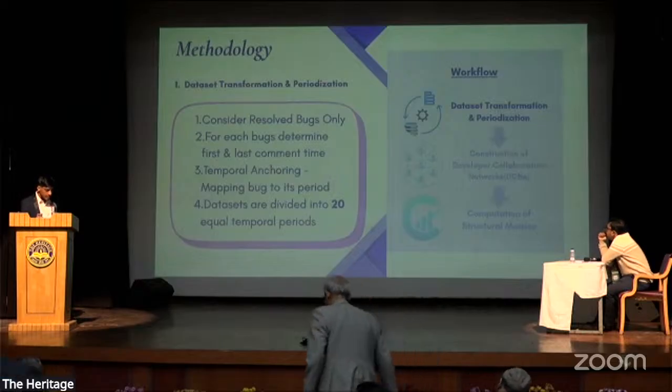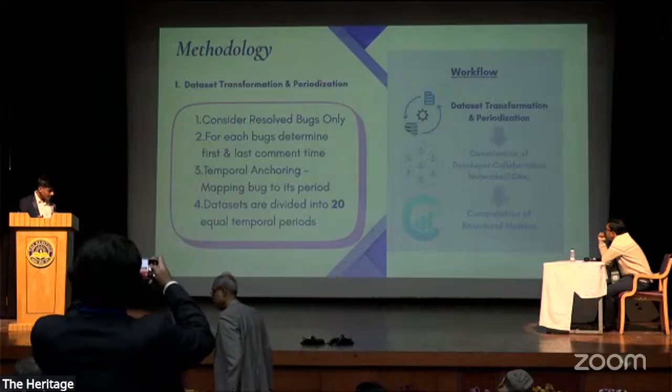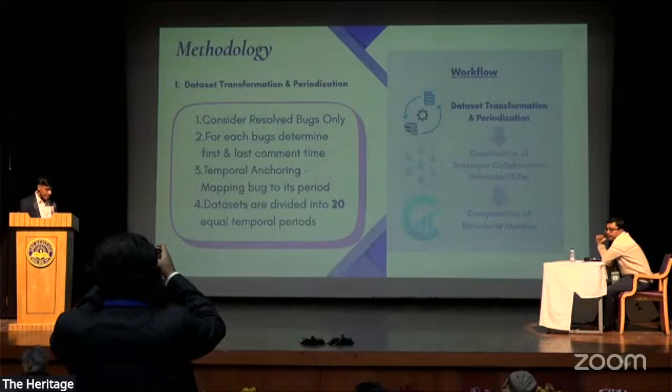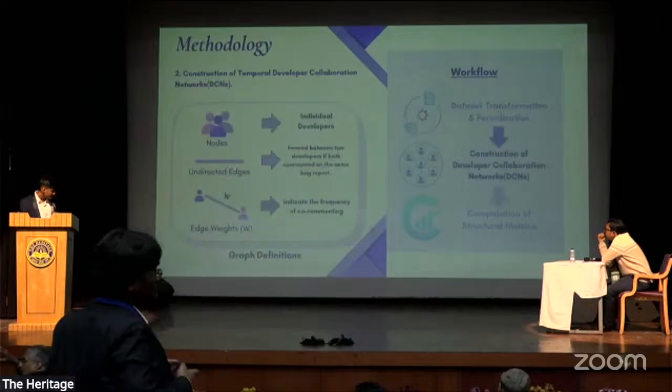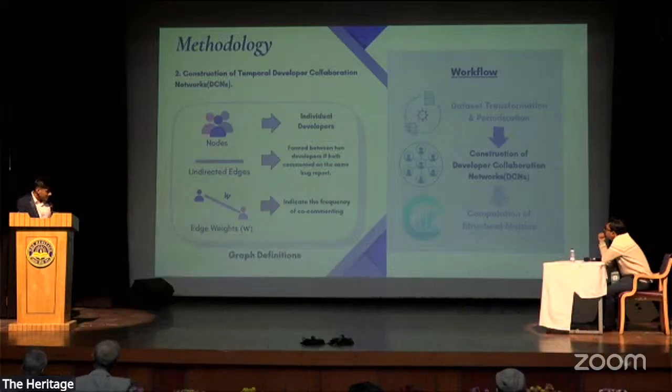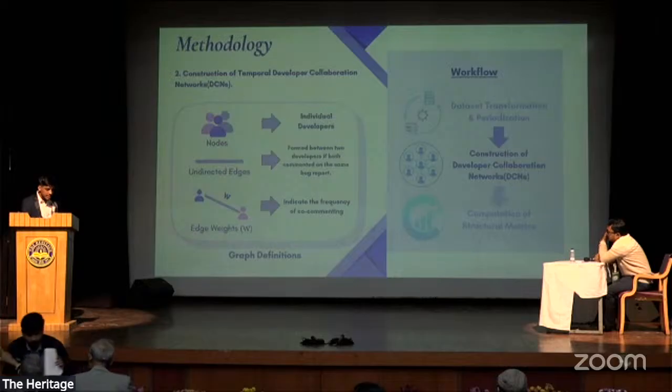And by the word temporal time period, I mean the entire dataset has been divided into 20 equal parts based on time, and each period is called a temporal period. For the terminology, the nodes represent the individual developers. The undirected edges represent the collaboration between developers who have co-commented on a particular bug. Next, we have the edge weights, which represent the unique distinct bugs that the developers have co-commented on.